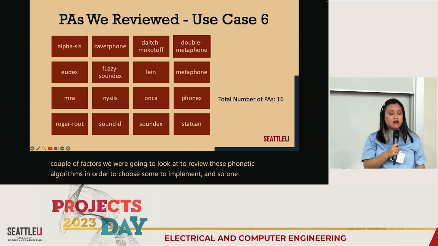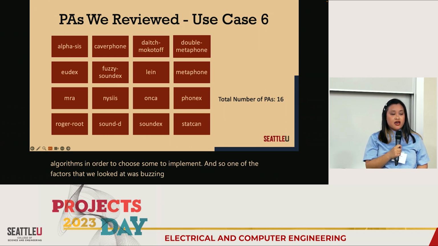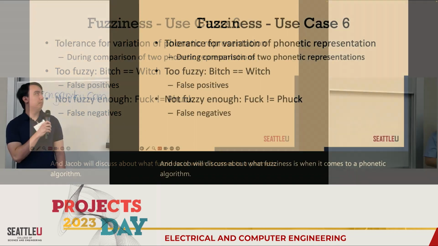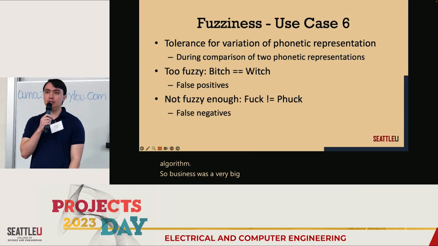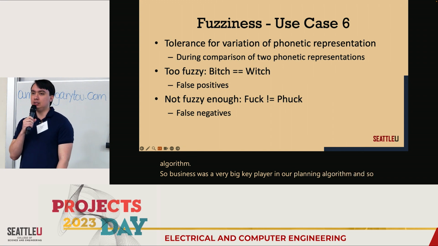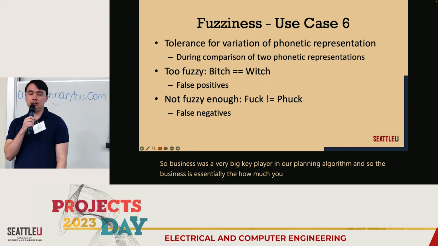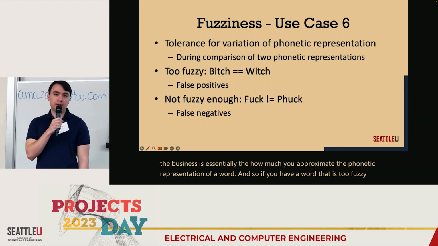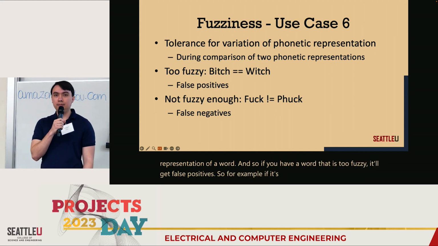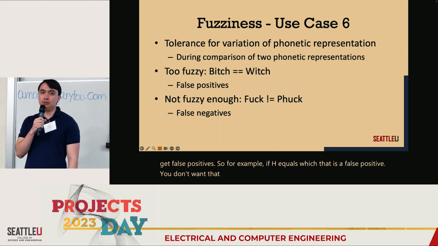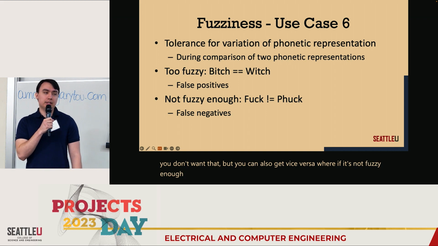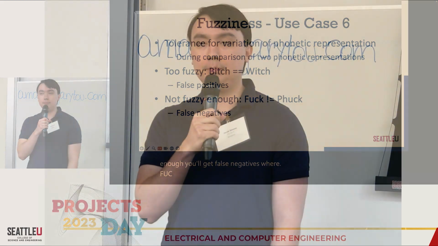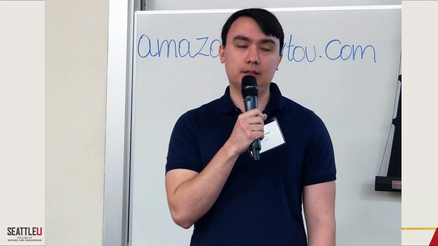One of the factors that we looked at was fuzziness, and Jacob will discuss what fuzziness is when it comes to a phonetic algorithm. Yeah, so fuzziness was a very key player in our phonetic algorithm. Fuzziness is essentially how much you approximate the phonetic representation of a word. If a word is too fuzzy, you'll get false positives. For example, if bitch equals witch, that is a false positive, you don't want that. But you can also get the vice versa, where if it's not fuzzy enough, you'll get false negatives, where FUCK does not equal FPHUCK, even though they should be pronounced phonetically the same, so you'll get a mismatch.